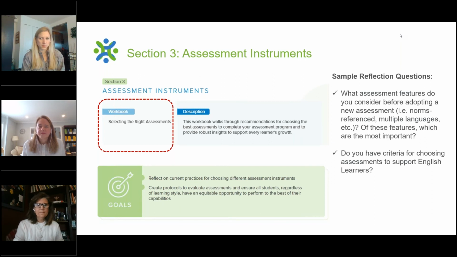So that's a lot of what this section's about. Looking at our best assessments that will really help you gain the insights that you need.